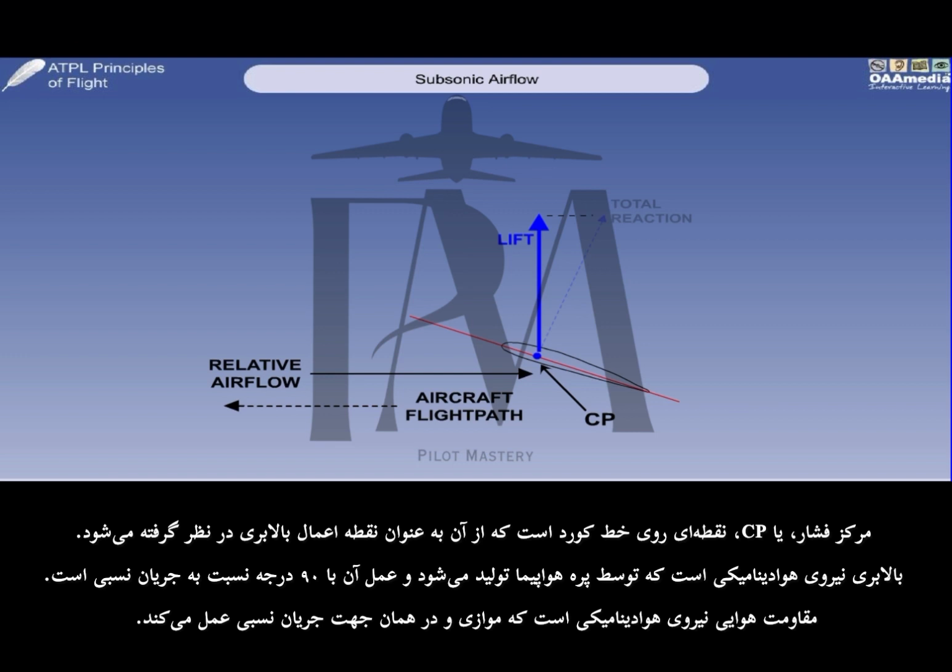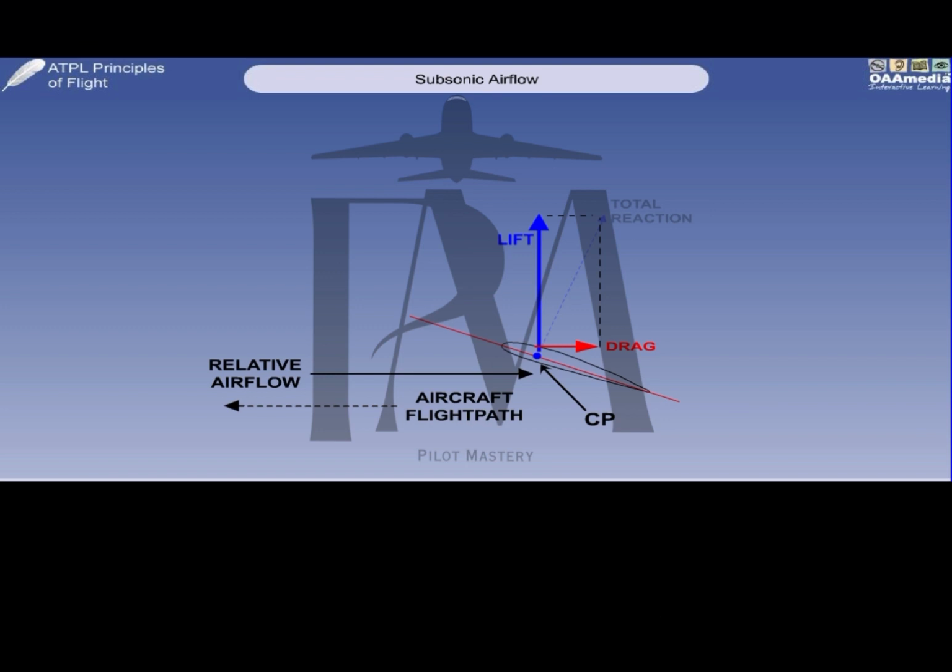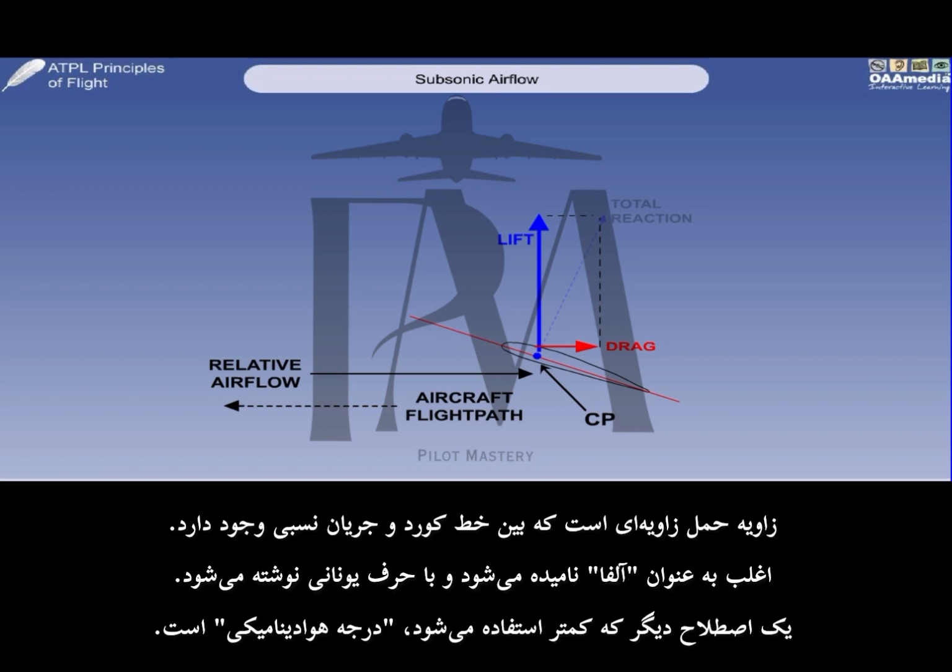Lift is the aerodynamic force generated by the aerofoil, which acts at 90 degrees to the relative airflow. Drag is the aerodynamic force which acts parallel to and in the same direction as the relative airflow, that is, opposite to the flight path.